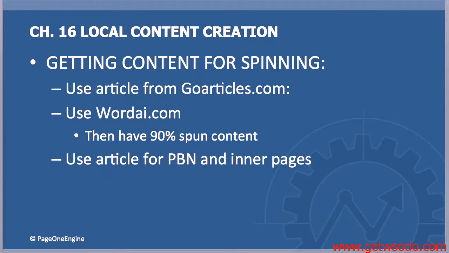Okay, so you're probably wondering where to grab the content that you're going to spin for your inner pages and your PBNs. Well, let me quickly walk you through this. First go over to goarticles.com, type in your keyword, grab that article, paste it into a text file, and put it off to the side. So grab about 2 or 3 more of those articles, and then you want to go over to wordai.com, which I recommend because it spins 90% spun content, and paste that article in there, spin it, and grab 1 or 2 variations of that article to use. So remember, use these articles just for the PBNs and the inner pages.